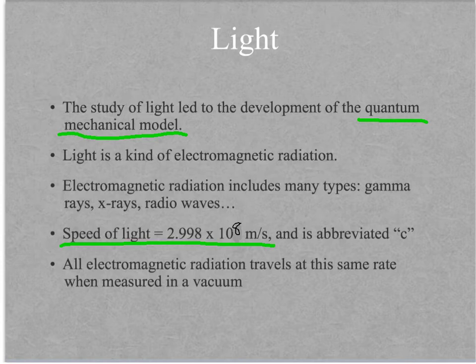The equation that we use for this is the speed of light is equal to 2.998, or if you want to round, 3, times 10 to the 8th meters per second. And it's abbreviated as c. So the speed of light is just given a variable of c. And all radiation travels at this rate when it's measured inside a vacuum.